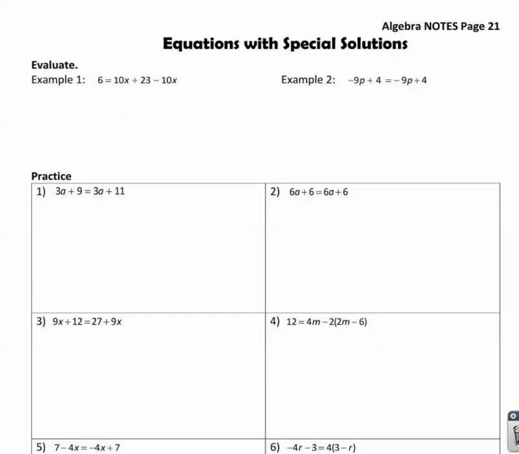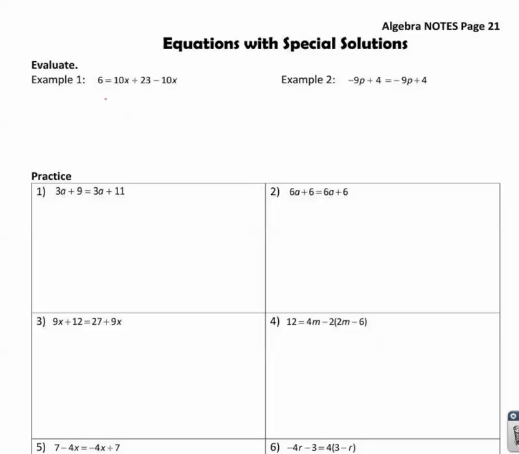Today we're going to talk about equations with special solutions. There are going to be two types of special solutions that you need to remember. You can either have no real solutions or you can have all real solutions. So let's take a look at this.